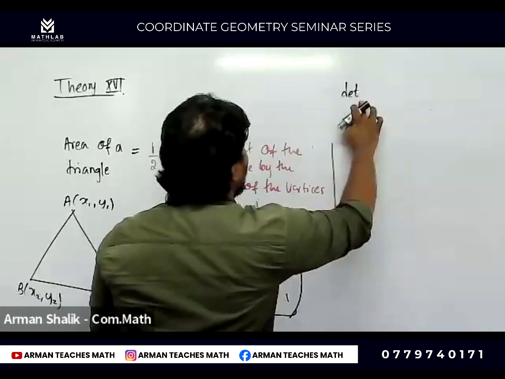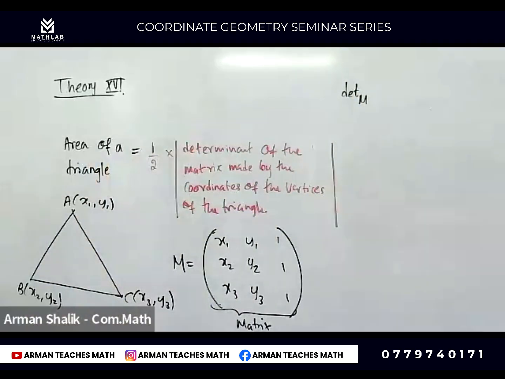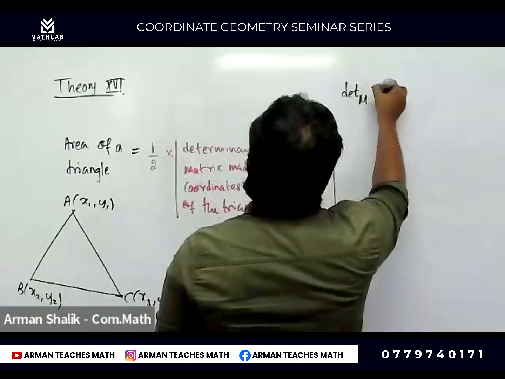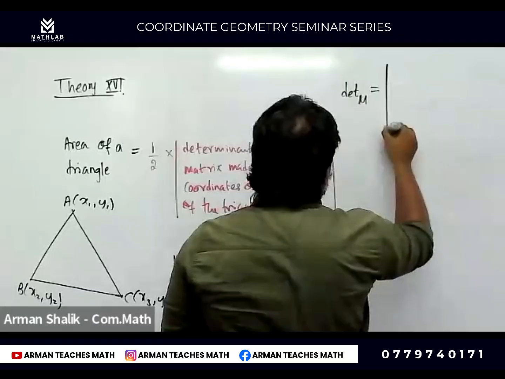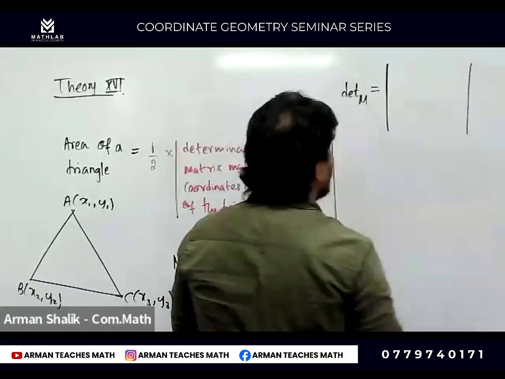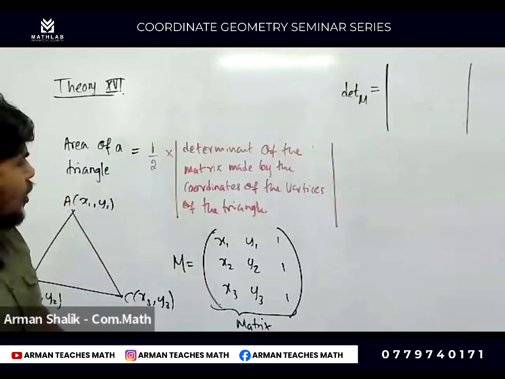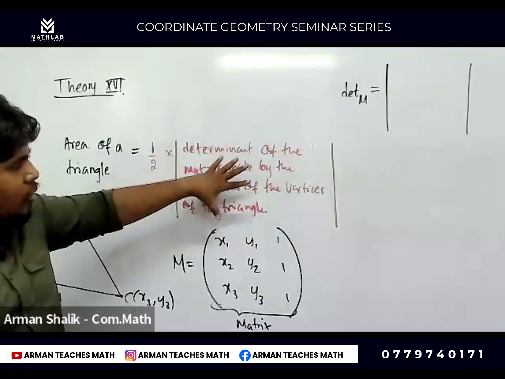We name it det of M, not A. Det of the capital M matrix, we'll name it as det of M. A determinant is calculated like this. Remember, this notation that I'm using is not for the modulus. This is the modulus or the absolute value.